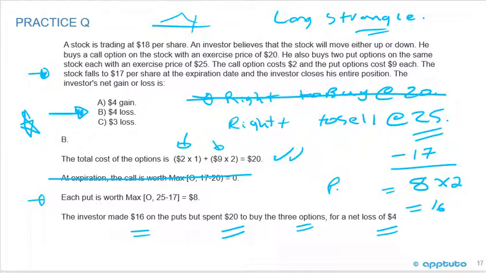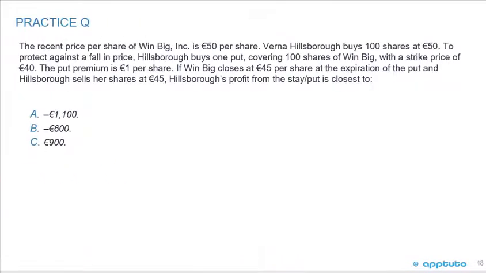Okay, now we're just going to finish this LOS with one last practice question. The recent price per share of Win Big Inc. is €50 per share. Verna Hillsborough buys 100 shares at 50 euros. To protect against a fall in the price, Hillsborough buys one put covering 100 shares of Winbig with a strike price of 40 euros. The put premium is 1 euro per share.